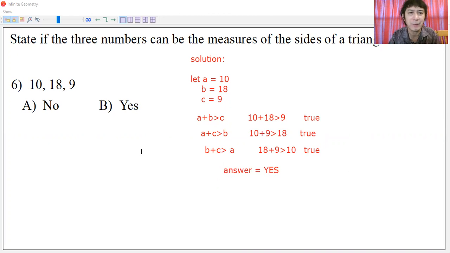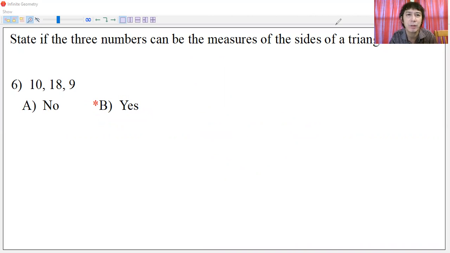All right. And so we're going to verify that. There. Okay, you can see the asterisk. All right. That means the answer is yes. All right. That's the way to check if a given set of three numbers can be possible sides of a triangle. All right. So that goes to our number 6. Let's continue. Let's have the next one. This will be for number 7.